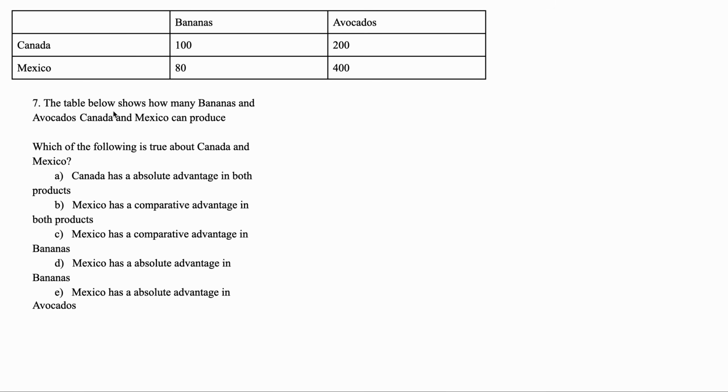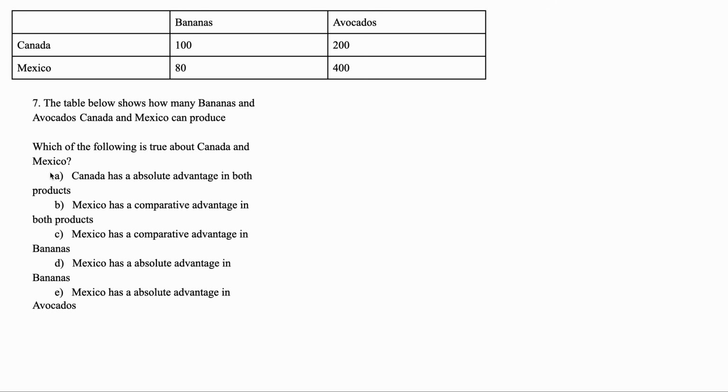Now that you've probably and hopefully answered this question, let's look at it. The table below, or I guess above, shows how many bananas and avocados Canada and Mexico can produce. Which of the following is true about Canada and Mexico? So, A: Canada has an absolute advantage in both products. Let's see. Canada can produce 100 bananas, Mexico can produce 80 bananas. That's definitely true. Canada has an absolute advantage in bananas. But Canada can only produce 200 avocados, Mexico can produce 400. So Canada does not have an absolute advantage in avocados, so A is not correct.